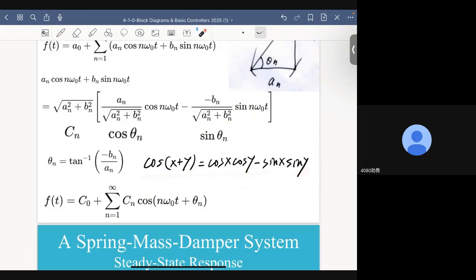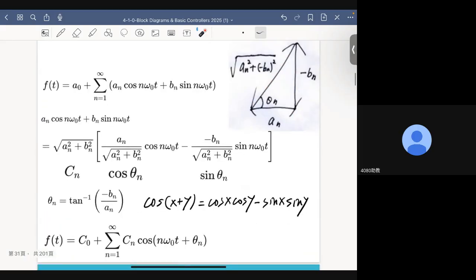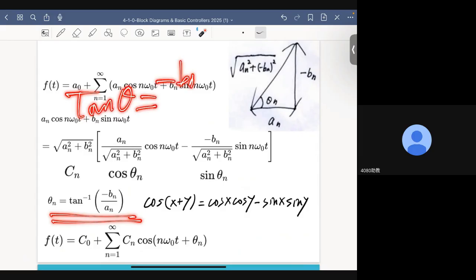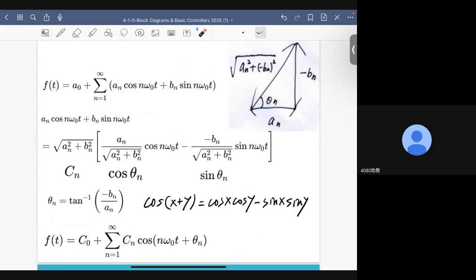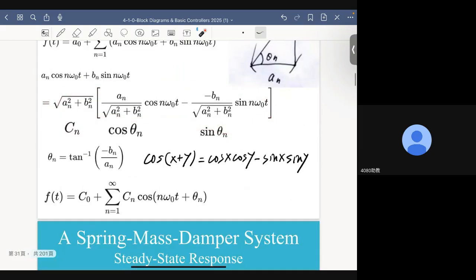Now, x is here, omega 0 t, and y is theta. And what is theta? Again, based on this piece of information, you know that tangent theta is essentially minus BN over AN. We learned this in junior high. As a result, the entire expression can be rewritten as this, where CN is the square root of AN squared plus BN squared.